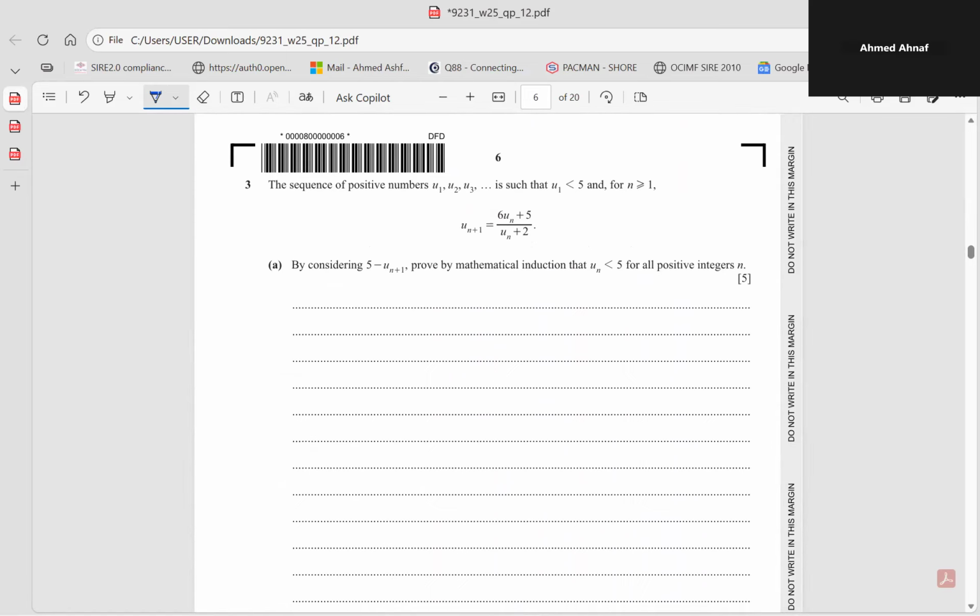Okay, so for this question, we're told that the sequence of positive numbers U1, U2, U3 is such that U1 is less than 5, and for n more than or equal to 1, this is the case. So we are given the formula for U(n+1) in terms of Un. And for the first part, we are told to consider 5 minus U(n+1). We need to prove by mathematical induction that Un is less than 5 for all positive integers n.